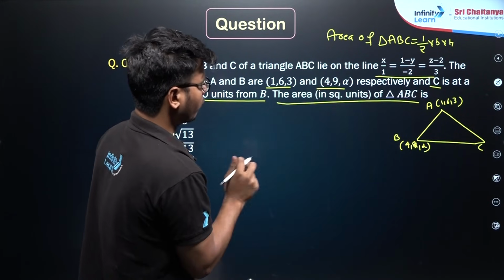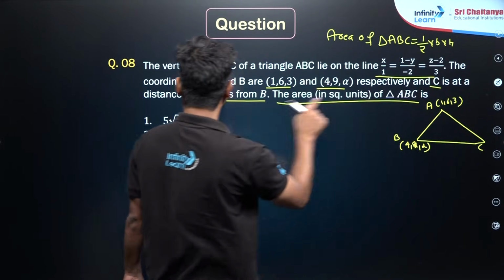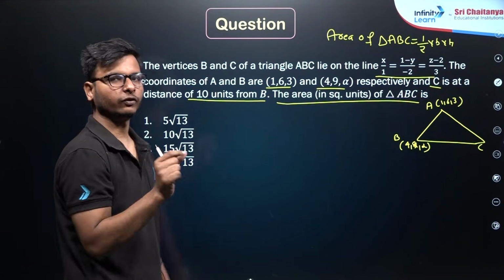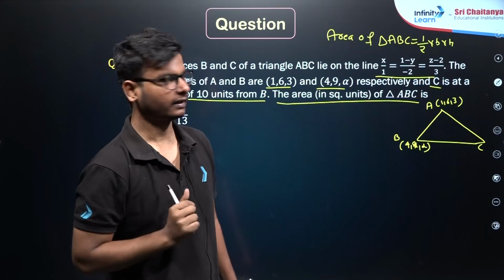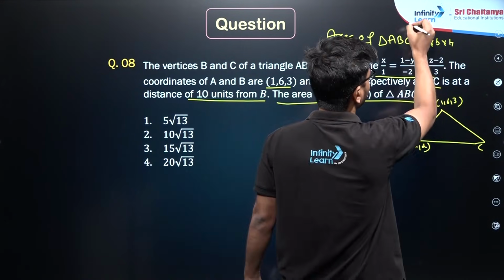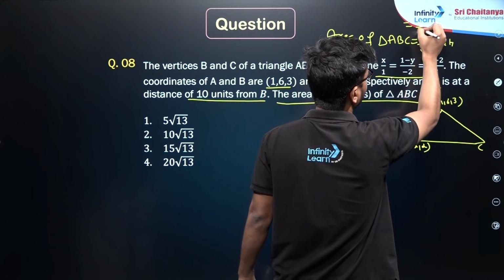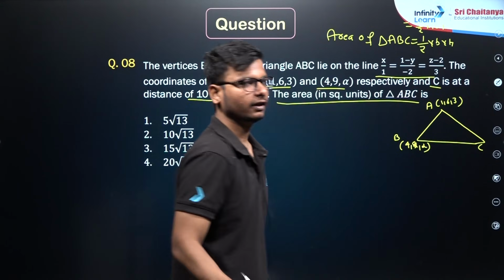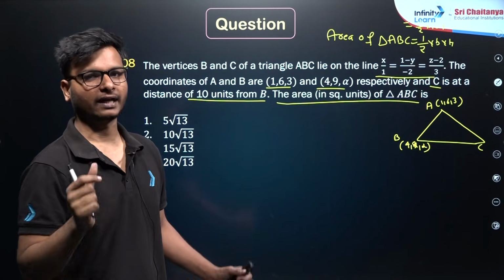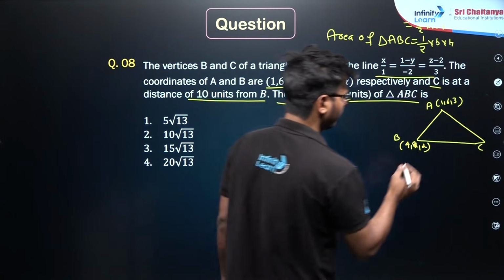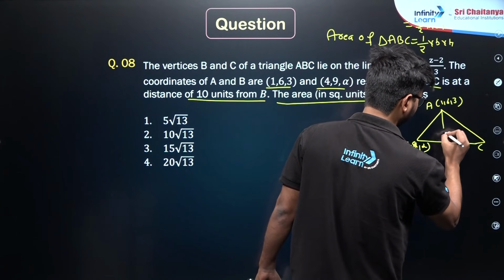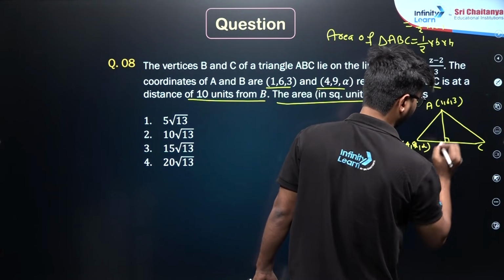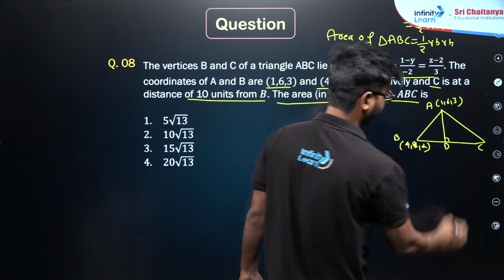So base we know. Why? Because if you read, C is at a distance of 10 units from B, so indirectly base is given, correct? So I can write here, this is equal to half multiplied by 10 multiplied by height, which we need to find. Once we find the height, our task is done. So what is the height? If I draw the perpendicular here, so this is going to be height, correct? And I am giving this the name D.